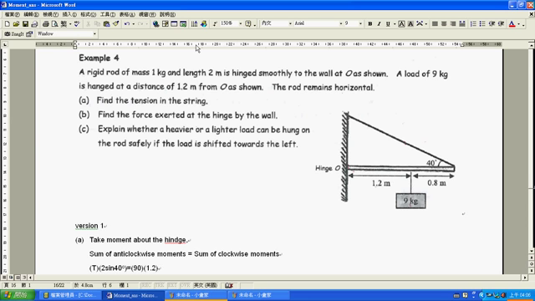This is the weight of the rod, 1 kg, so there should be 10 newtons. There should be 10 newtons acting in the center. So we'll do it in the next video.